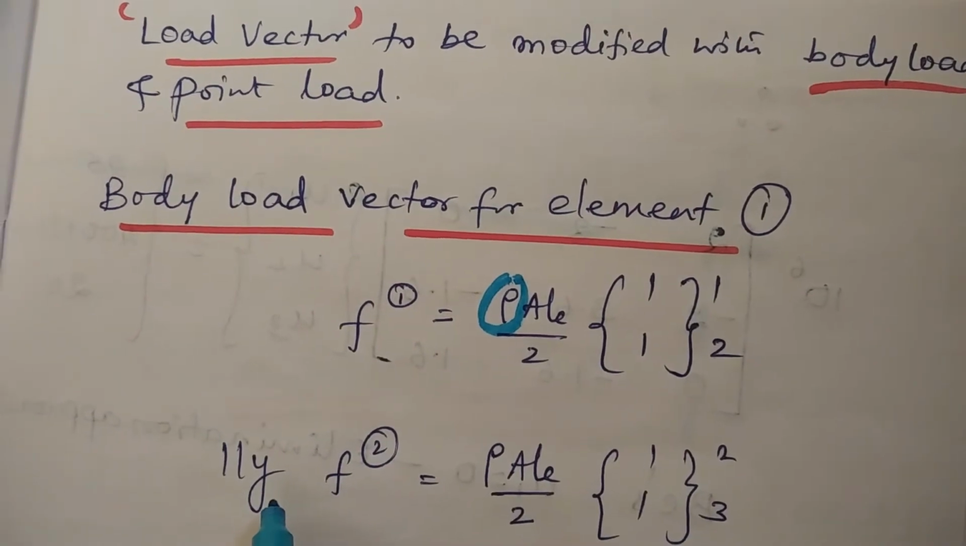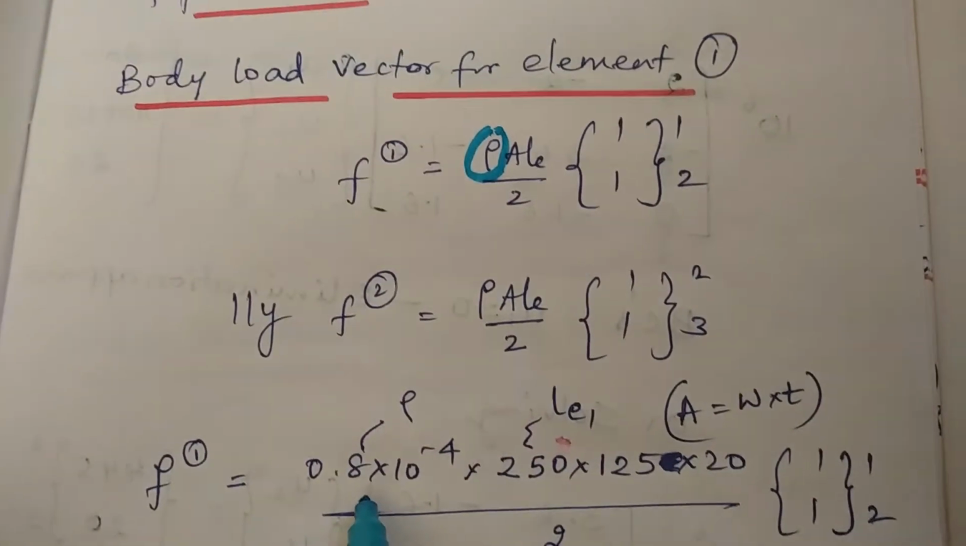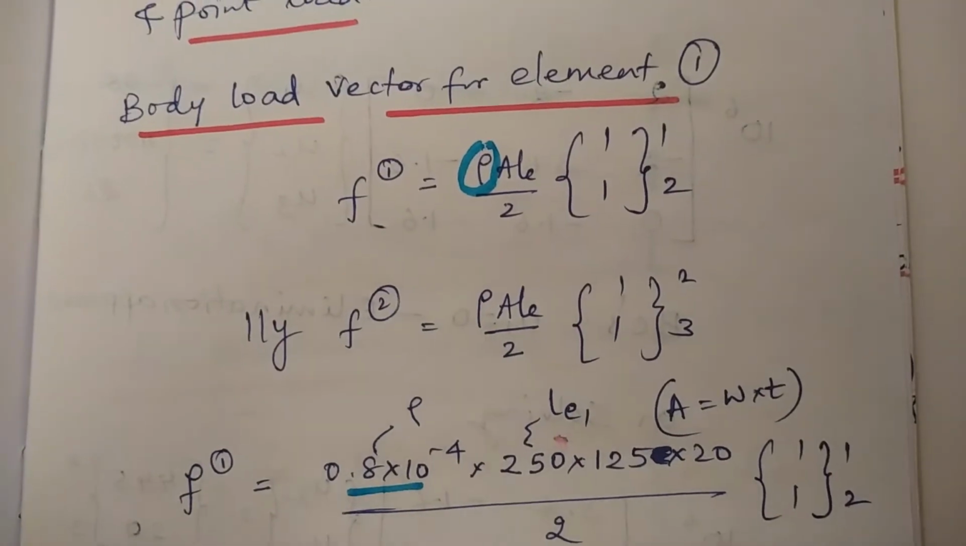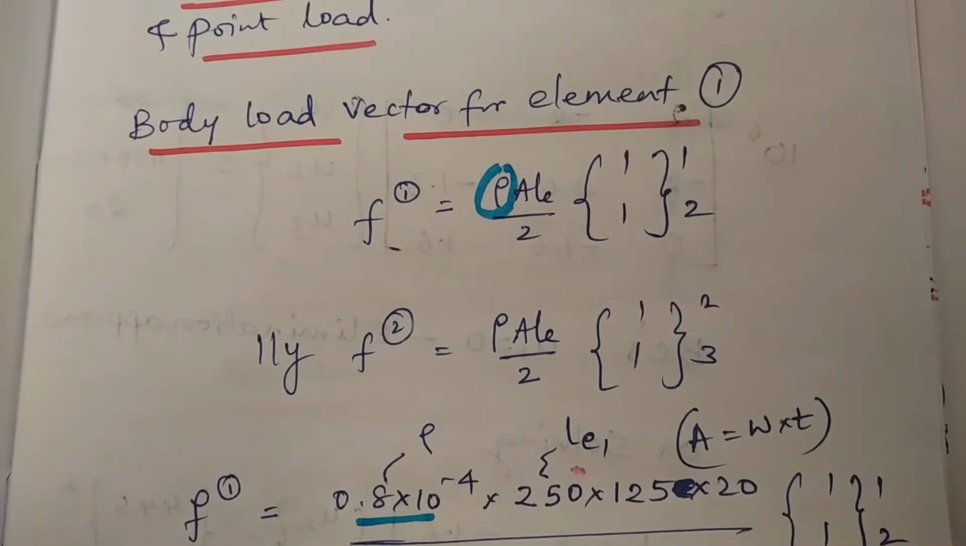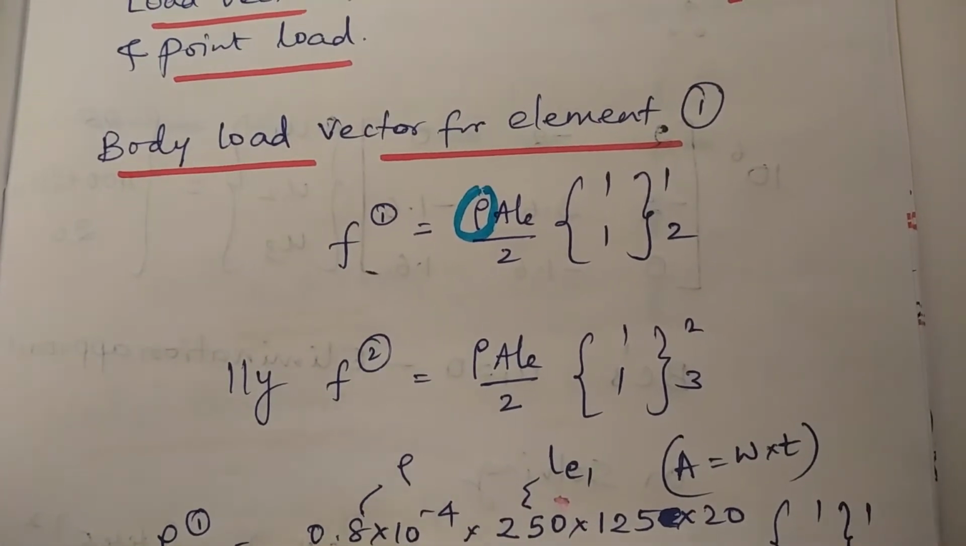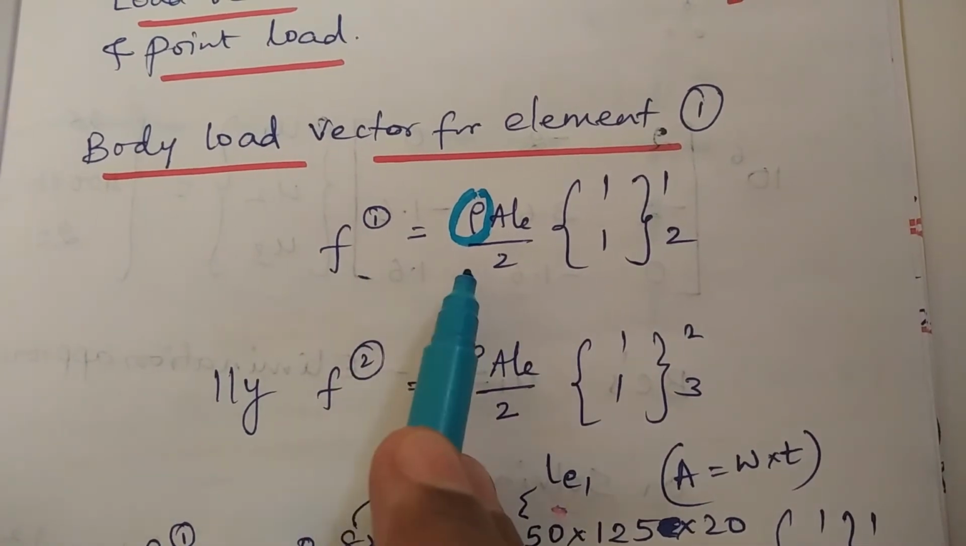This value is given as self weight. That too you need to be very careful that rho is mentioned as 0.8 into 10 raised to minus 4 Newton per mm cube. So very, very important. Unit should be carefully substituted. Newton per mm cube. The modified load vector equation.